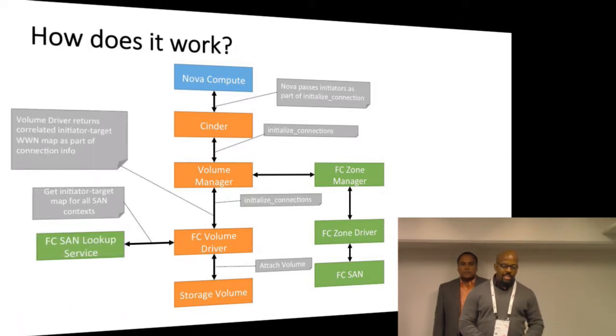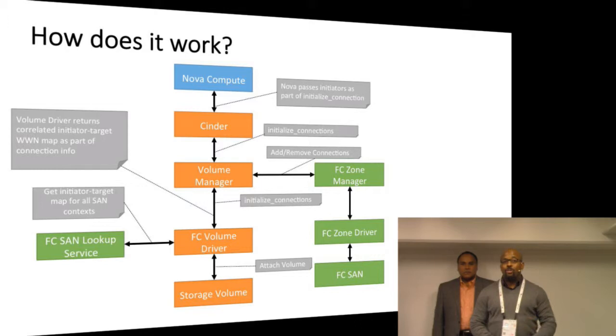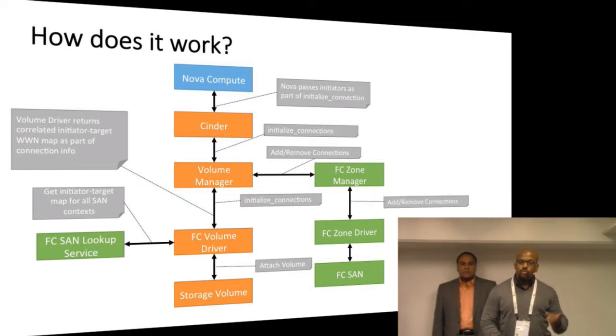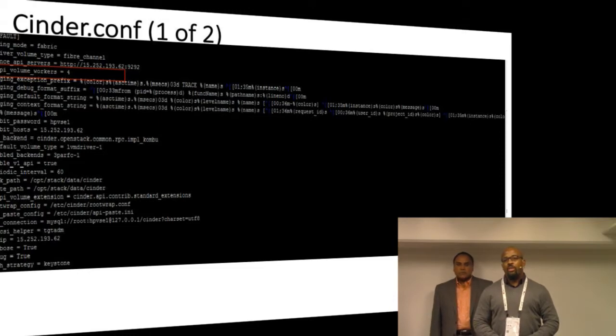Once that happens, on the return path there are some decorators on the initialize connection, which are now going to automatically set up the zoning in the Brocade fabric. That's going to initialize the zones for the initiators and targets that are able to talk to each other on the fabric. And now, voila, you have an automatically configured fabric with the zoning already set up, and the volume is attached to the host.